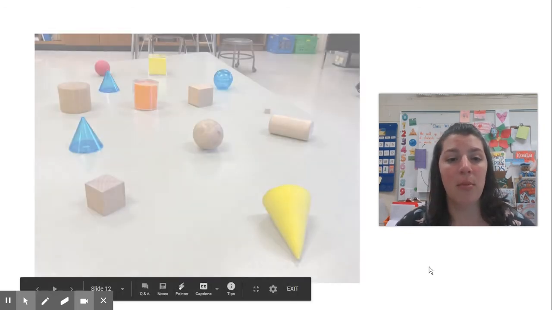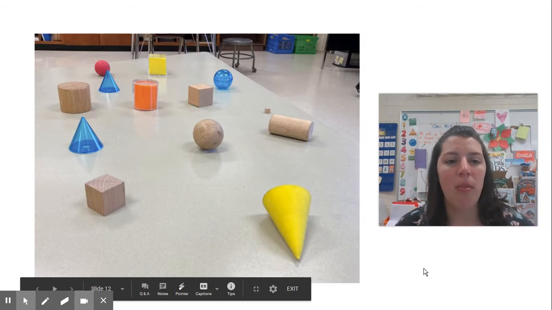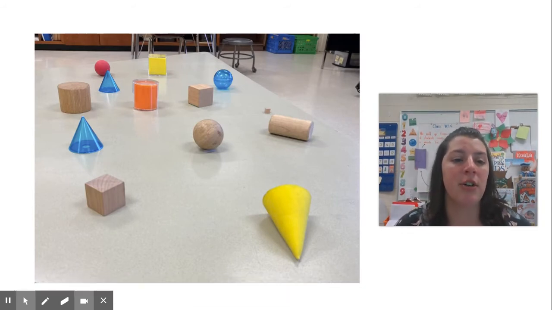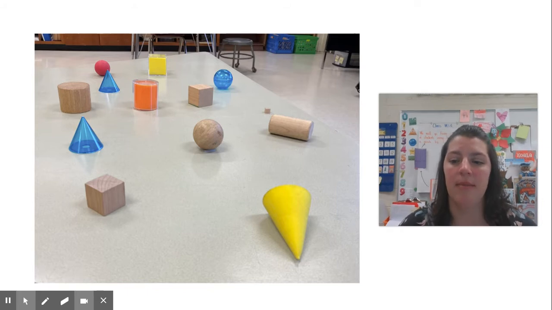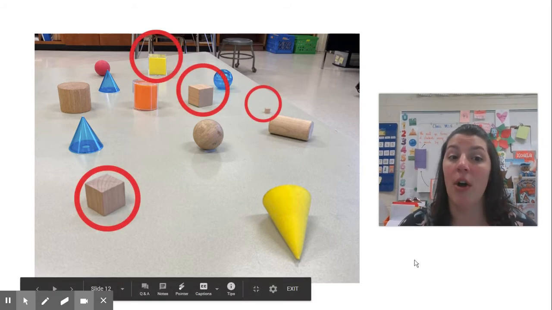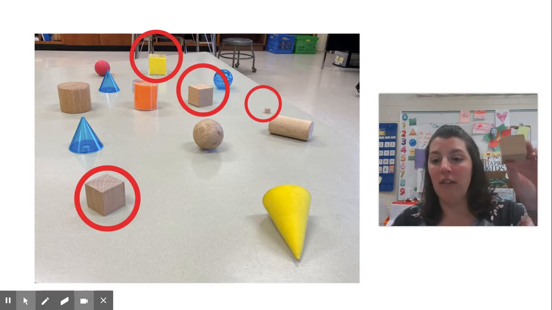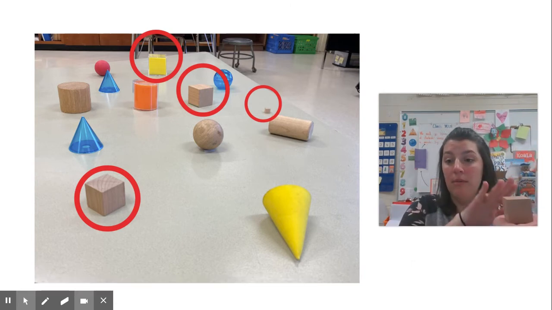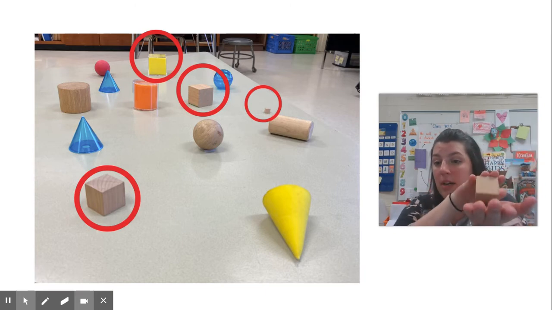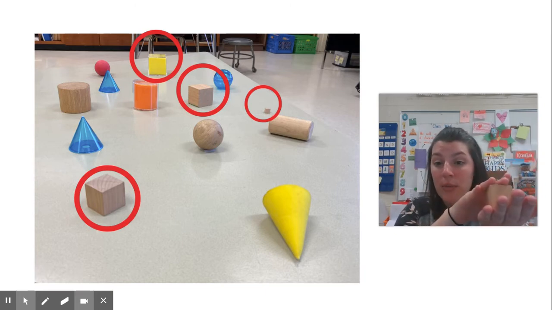So let's take a look at our picture. Could you think about some of the shapes in this picture that could not roll, that are not round? Take your finger and point to one of these shapes. Are you pointing to the cube? That is a shape that has all flat sides. It could not roll. We would not want a cube as the wheel on our car, would we?